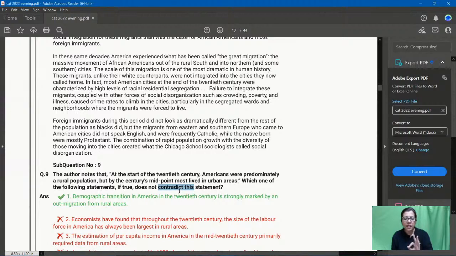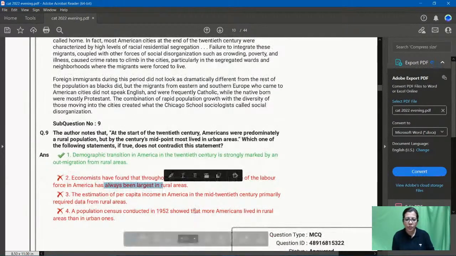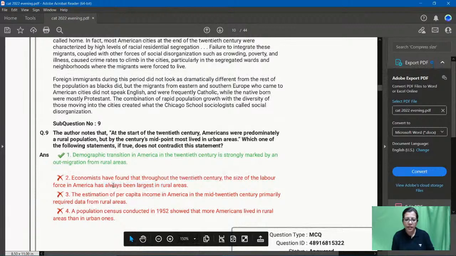Okay, that means बाकी तीन options कह रहे हैं कि भाई the people continued living in rural areas. Urban areas में move नहीं हुआ. ठीक है, you go down and you see, ये देखो यहाँ पे size has always been largest in rural areas, यहाँ बोला है इसने. ठीक है, this one here. Then primarily required data from rural areas. Okay, ये population census, more Americans lived in rural areas. सब support, सब weaken कर रहा है उस चीज को.